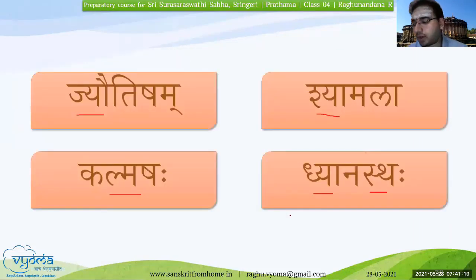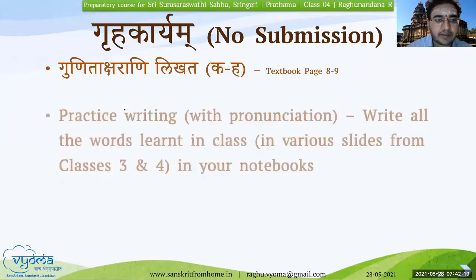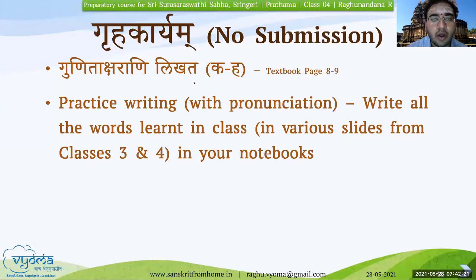So we will try to conclude today's class at this point. Now I will show you the homework for this week. The first homework is to write all the Gunitaksharas ka to ha in your notebooks. The second homework is to practice writing with pronunciation all the words that we have learned in the previous class and this class in various slides. For Gunitakshara ka, we had learned 6 words for each Gunitakshara. Similarly, in today's class, we have learned a few words along with Samyuktakshara also. So write these words once with pronunciation in your notebook.